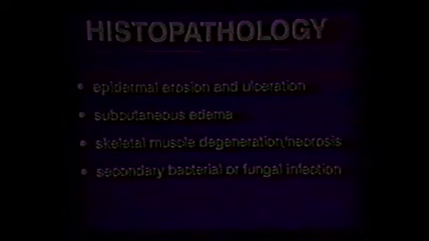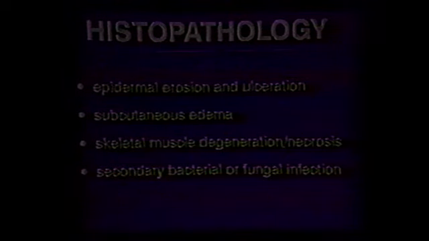Histologically, it's typical erosions and ulcerations. There's a very profound osmotic gradient within fish. If they're in freshwater habitats, you'll find that there'll be a fairly large influx of water from the environment into the fish themselves, and you'll get fairly marked subcutaneous edema. You can get skeletal muscle degeneration and necrosis, and frequently, secondary bacterial or fungal infection is not an unusual finding.